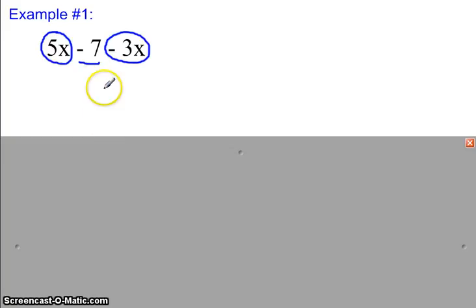So we're going to combine all the circled, which is a 5x and a minus 3x. That'll give us 2x. And then we just got that minus 7 left over, which we can't combine with the x because they're not like terms. So our final answer is just 2x minus 7. Done.